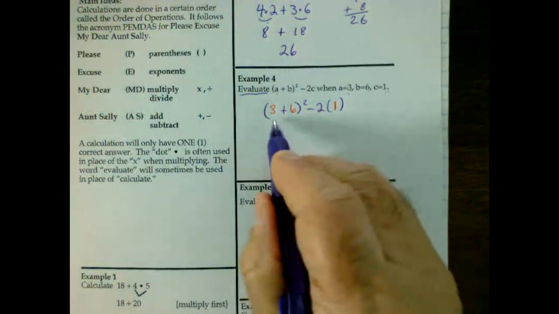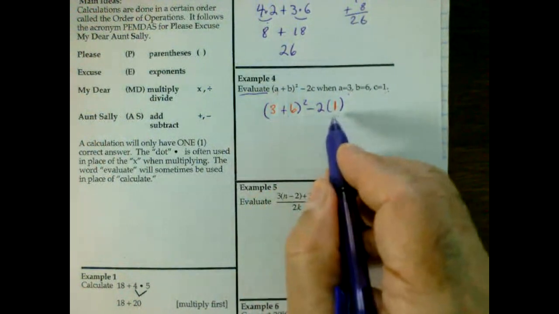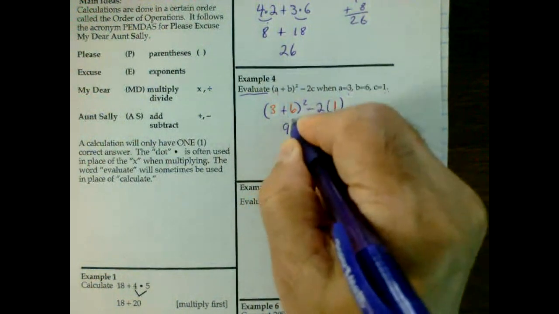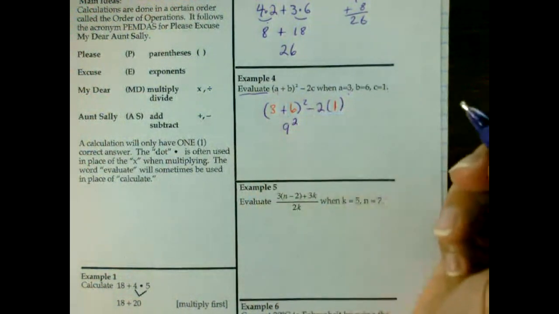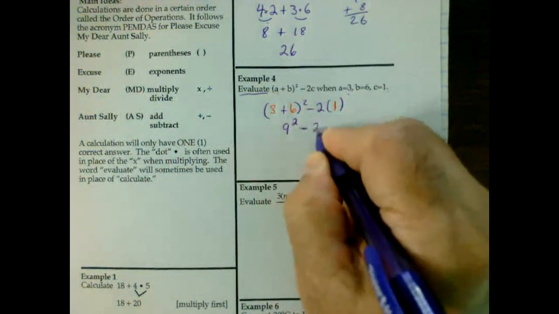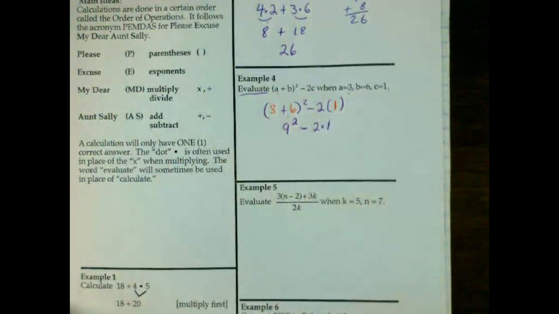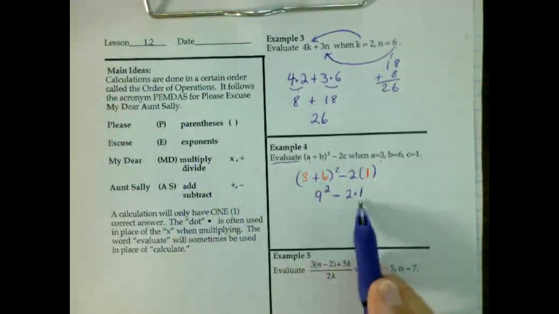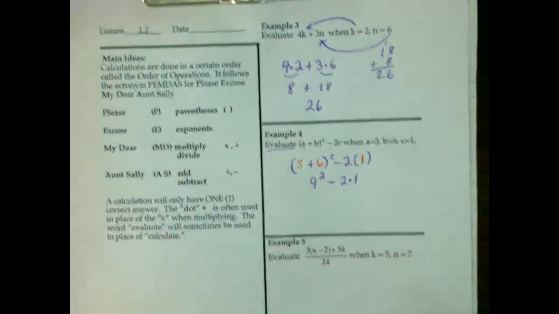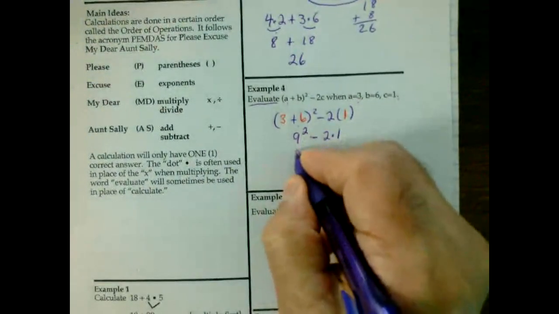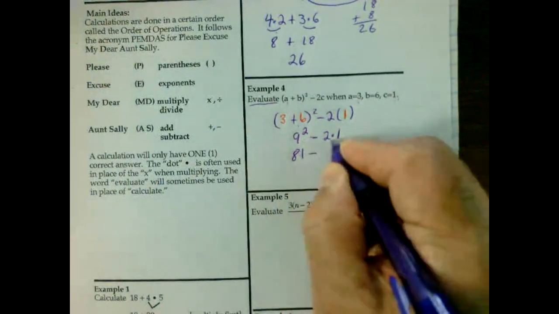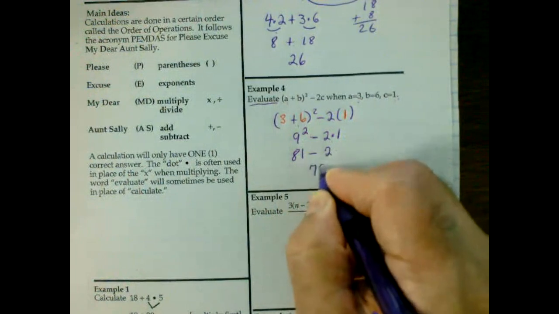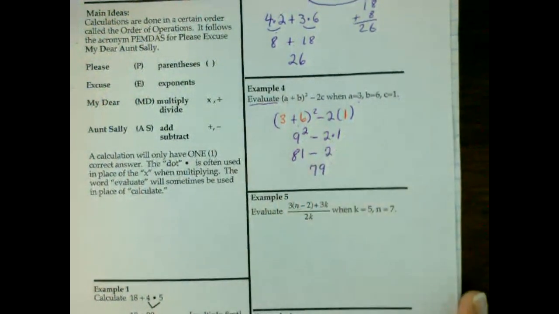Well, parentheses must be first, the one on the left and then the one on the right. 3 plus 6 is going to be 9. But notice you have a square up there, and then you have a minus 2 times a 1 here. The order says we must do the exponents before we can do the multiply or the subtract. 9 times 9 is 81. 2 times 1 is a 2. Now we subtract and we get an answer of 79.